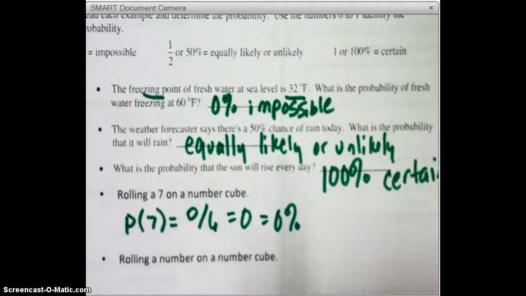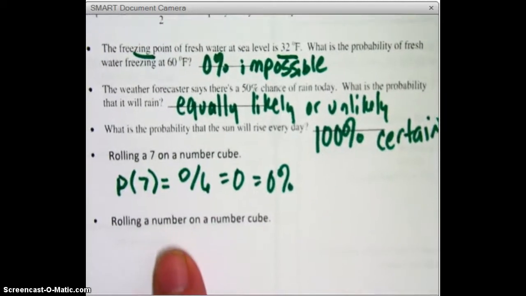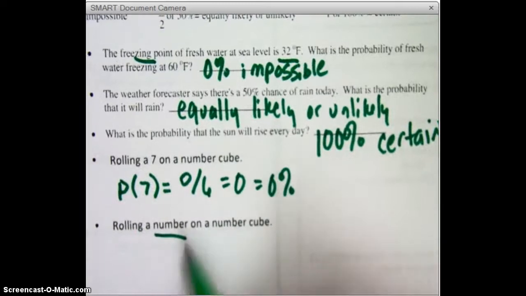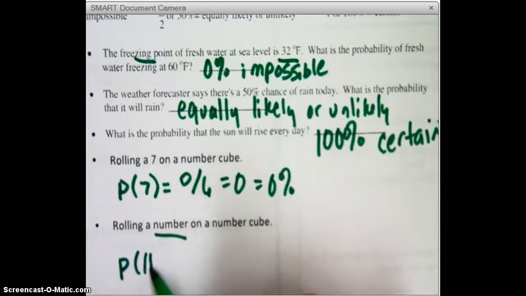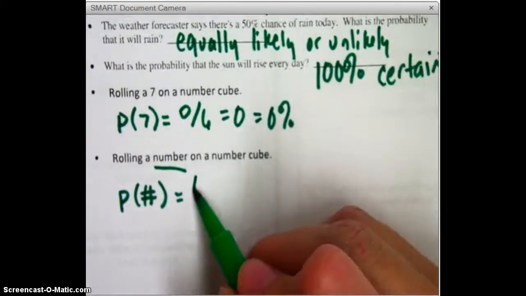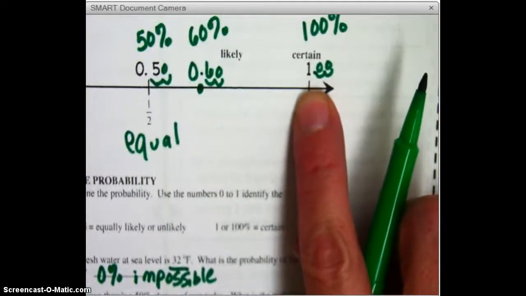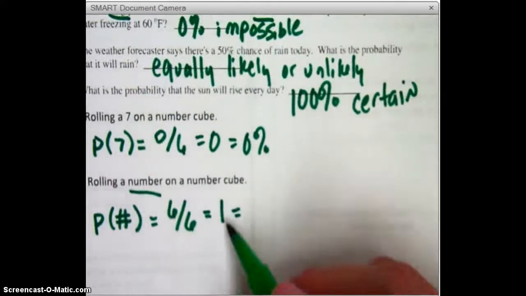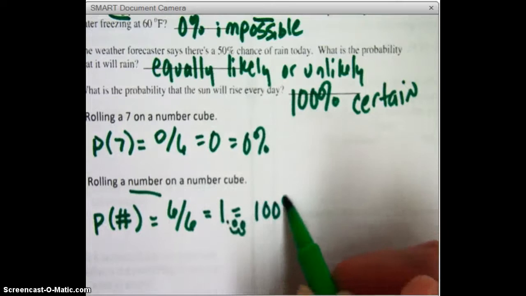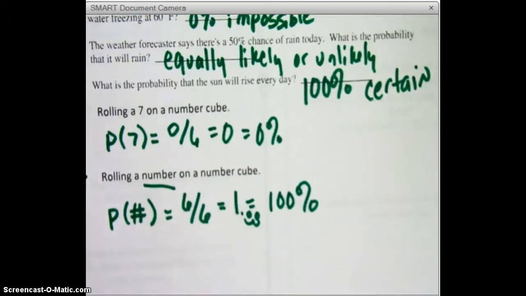And on the worksheets, you will have to go from a fraction to a decimal to a percent. Rolling a number on a number cube. How many numbers are in a number cube? So what is the probability of rolling a number, any number at all? Well, all 6 sides are made up of numbers, so there's a 6 out of 6 chance that you're going to roll a number. 6 divided by 6 is 1. There's that 1 here that's on the likelihood scale. It's the decimal. Then you're going to convert this to a percent. Move your decimal 2 places to the right, and you end up with 100%. So there's a 100% chance that if you roll a number cube, you'll actually roll a number.